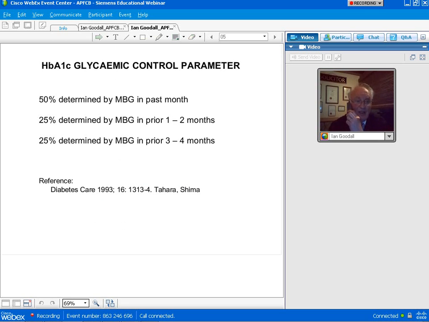The hemoglobin A1C is a glycemic control parameter. 50% is determined by the mean blood glucose in the last month, another 25% in the month before that, and another 25% in the 2 months prior to that. So it reflects slightly more the current hyperglycemia than the glycemia 4 months ago.